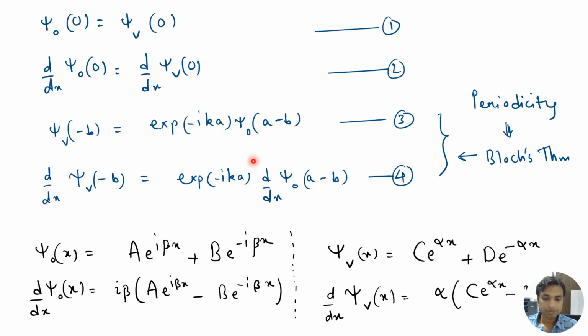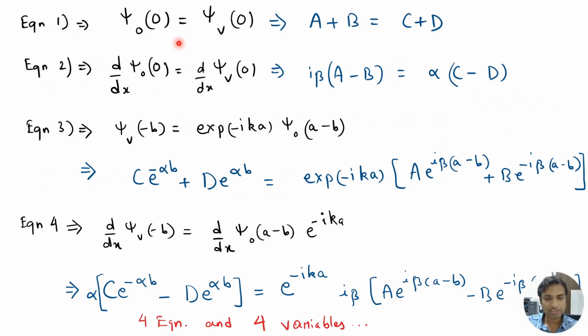Now what we are doing is, we have to put these values of x into psi naught and psi v: x equal to 0, then x equal to minus b, and a minus b. So when you substitute, psi naught is there, derivative of psi naught is there, psi v is there, derivative of psi v is there. These are just the steps. Maybe in your free time in your room you can go through this maths.